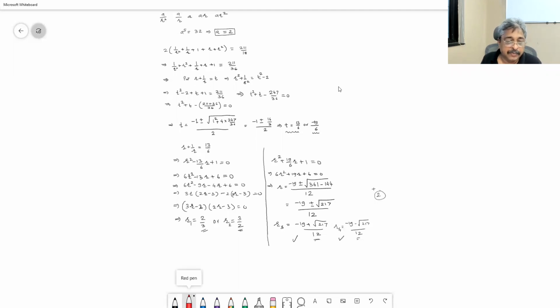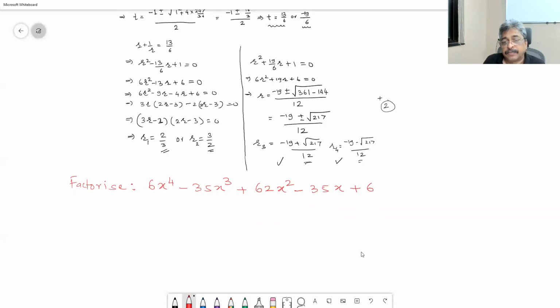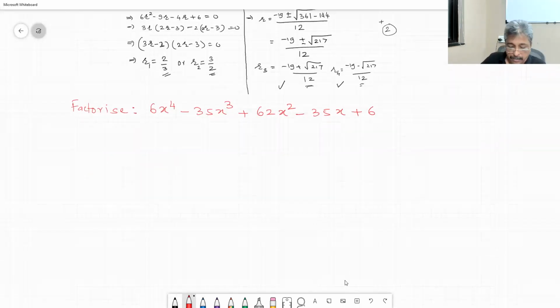Factorize 6x raised to 4 minus 35x raised to 3 minus 35x plus 6.